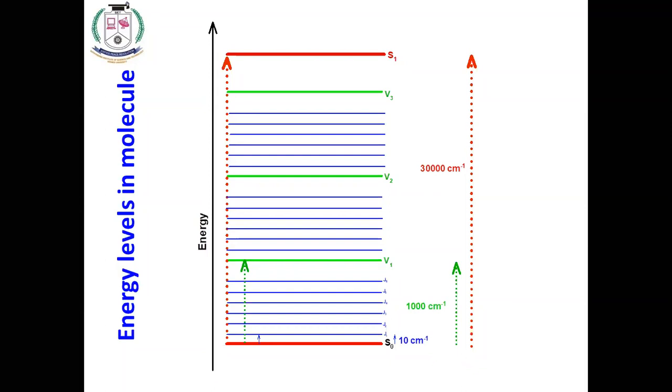If you are studying vibrational levels, that is vibrational spectroscopy. If you are studying electronic energy level transitions, that is electronic spectroscopy or UV visible spectroscopy.